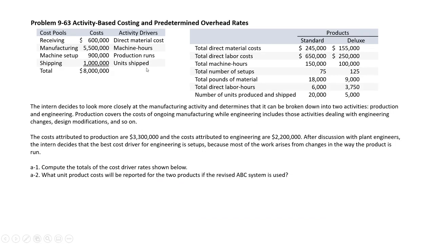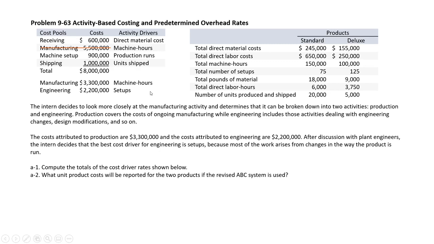So we have another alternative in problem 963. The internist says this category of manufacturing of $5.5 million is too broad. Really, it encompasses two different activities. Production, which is driven by machine hours, and that's $3.3 million, but there's also a significant category of cost of engineering, and that's $2.2 million, and that's related to engineering changes, design modifications, and that's based upon setup.